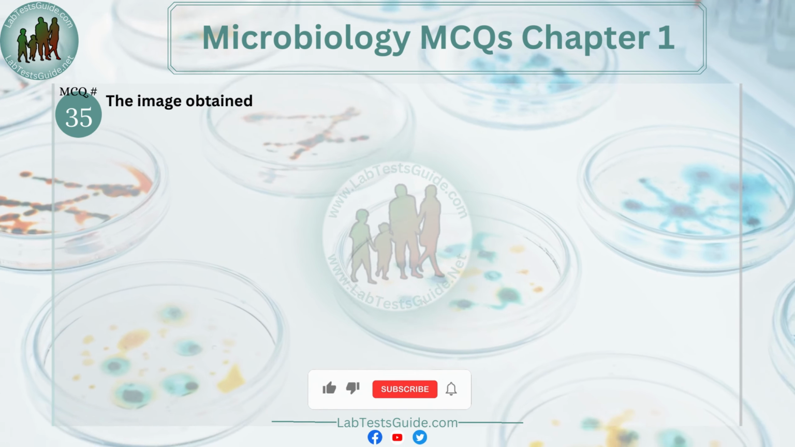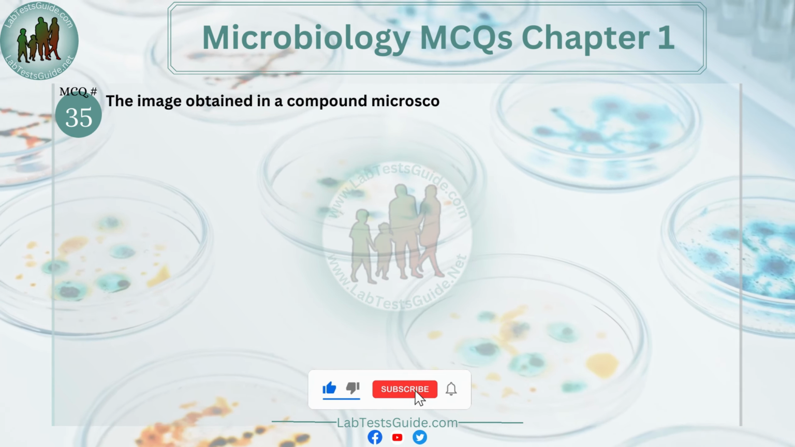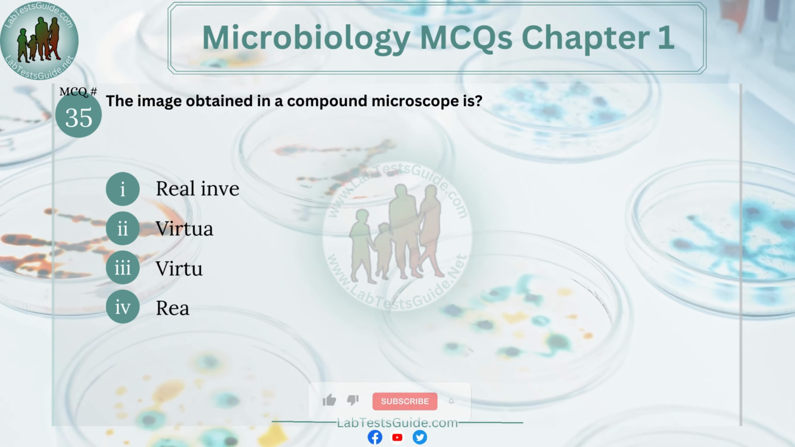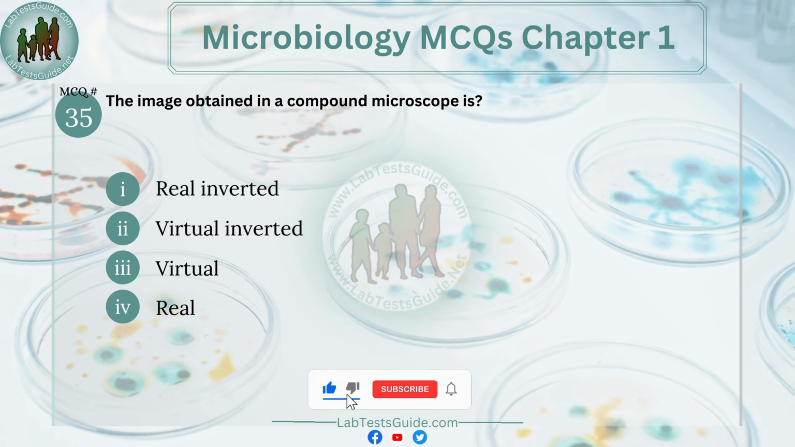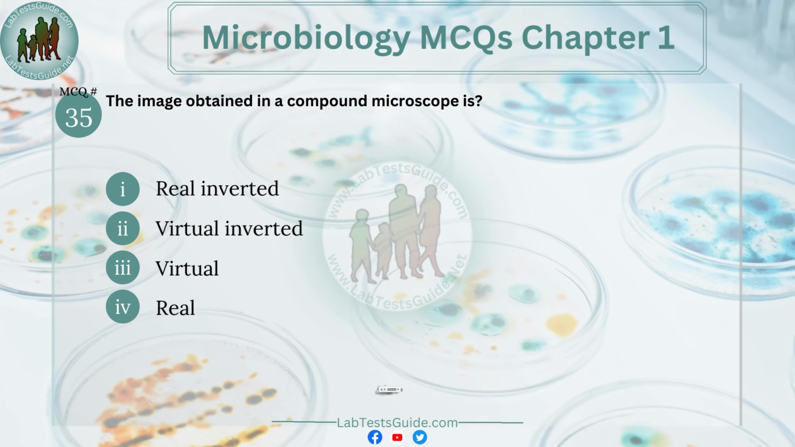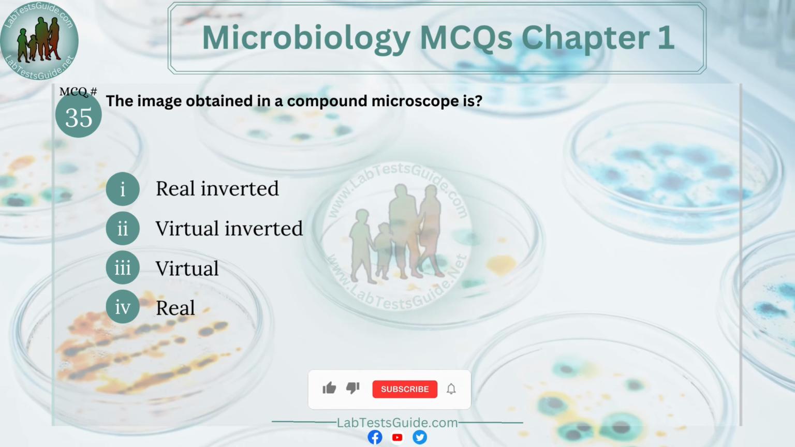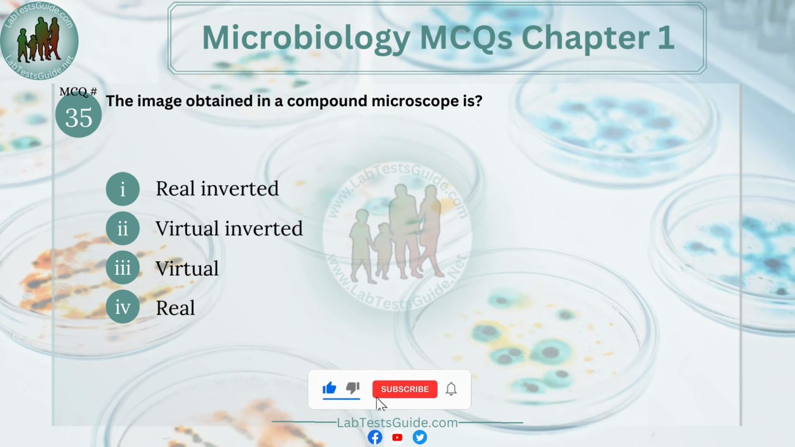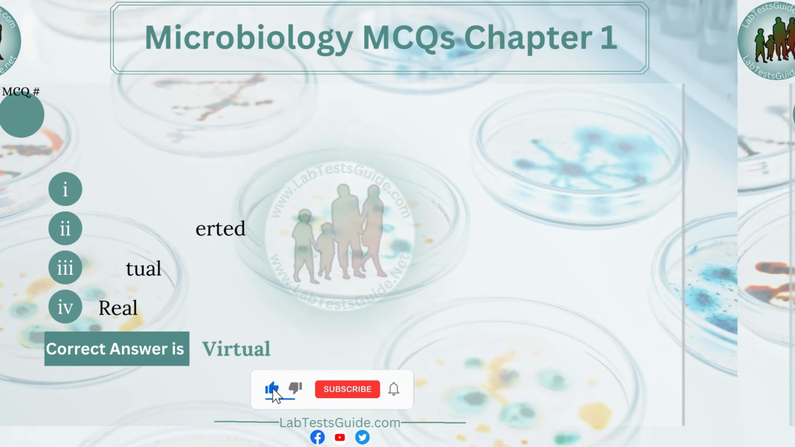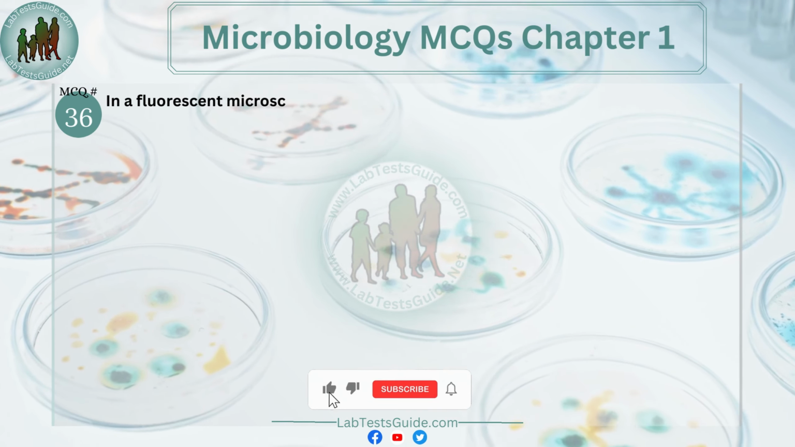Question number 35. The image obtained in a compound microscope is option number 1, real inverted. Option number 2, virtual inverted. Option number 3, virtual. Option number 4, real. Correct answer is virtual. Question number 36.